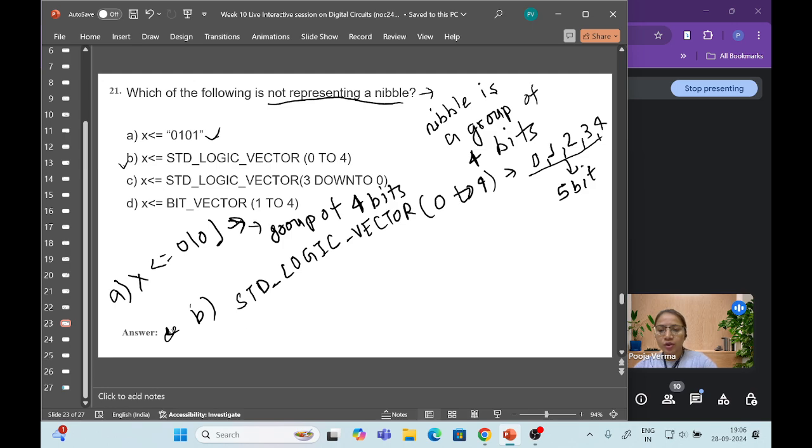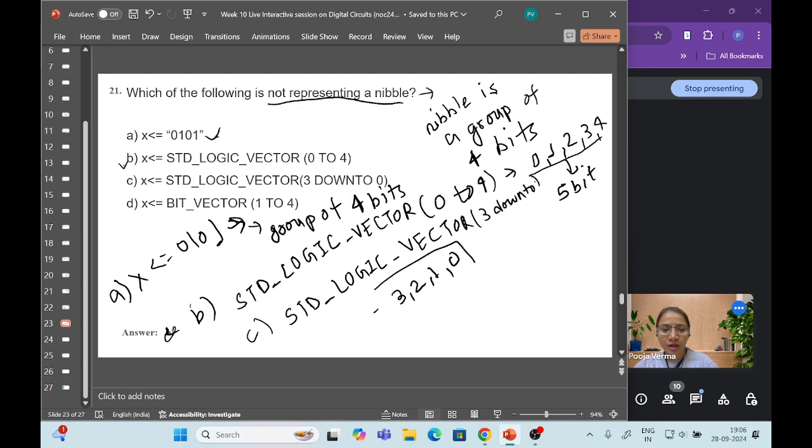Now option C, you can check it. That is also a std_logic_vector 3 down to 0. That means 3, 2, 1, 0. It is also a group of 4 bits. So it is also representing the nibble.